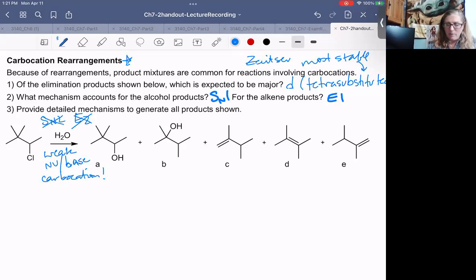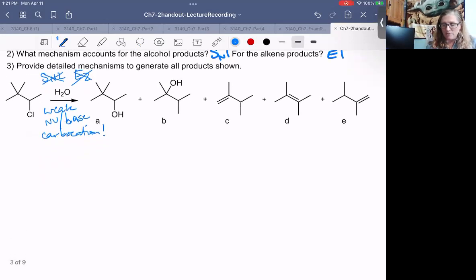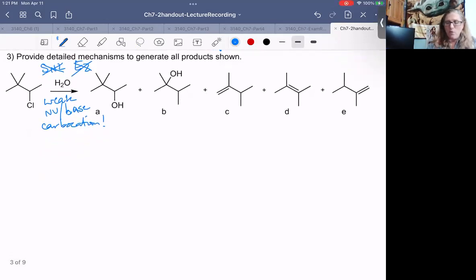So then we're asked to provide a mechanism that accounts for all the products shown. So how do both of these reactions start? What do they have in common? What's happening here? They are involving a carbocation intermediate. So because I don't have a strong nucleophile or strong base, my leaving group is going to just leave on its own. And so that gives a carbocation.